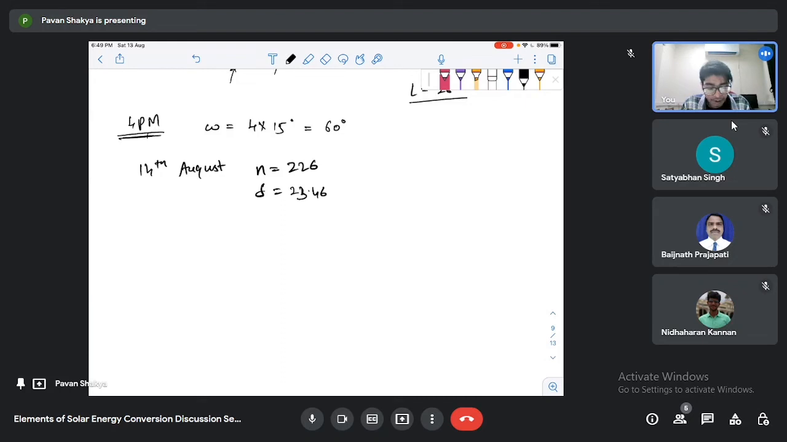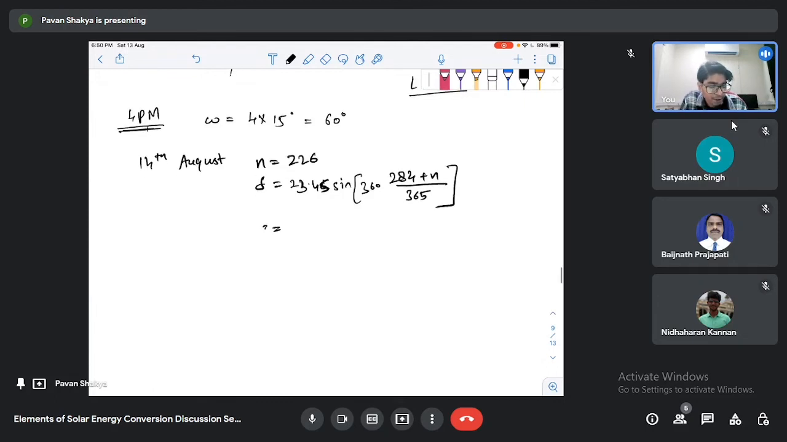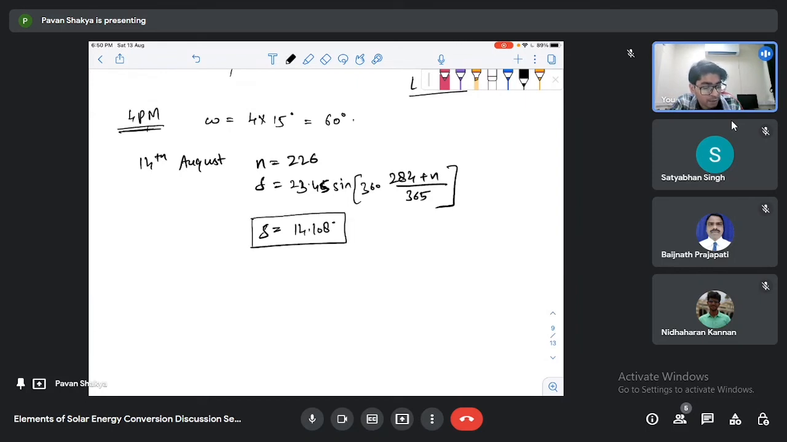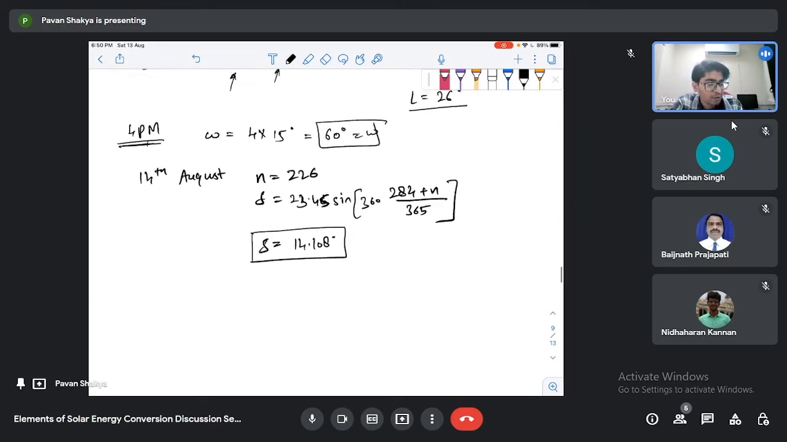Delta equals 23.45 sine of 360 times (284 plus n) divided by 365. When you put the value of n, you will find that the declination angle delta is equal to 14.108 degree. Now you have this declination angle, you have this hour angle value, and also you have the latitude value.